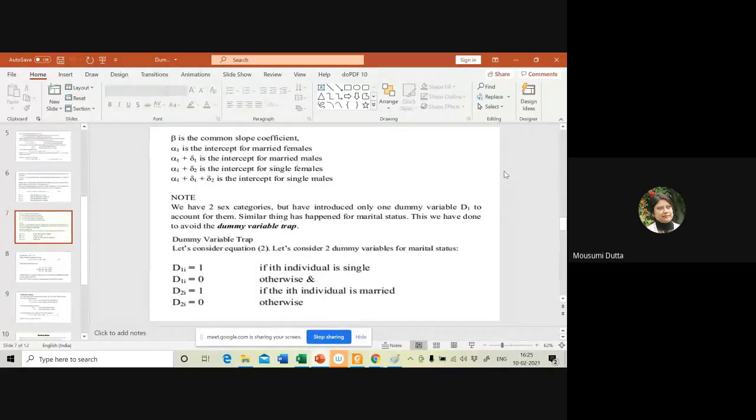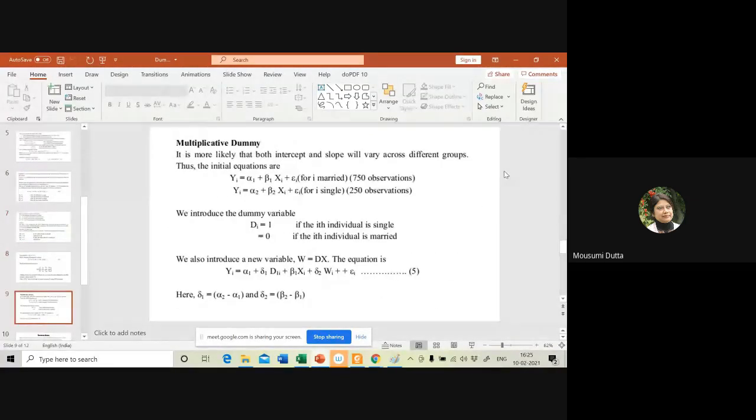So this is all about the intercept dummy. Next, I'm introducing the multiplicative dummy. In case of multiplicative dummy, we are again starting with the equations, for 750 and 250 observations, 750 married individuals and 250 single individuals. We introduce a dummy variable di, which is equal to 1 if the ith individual is single and 0 otherwise. Okay.